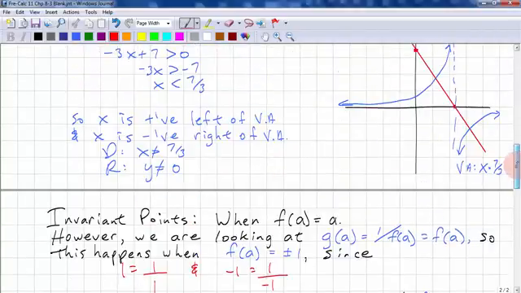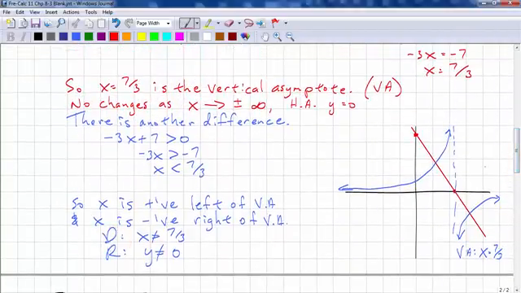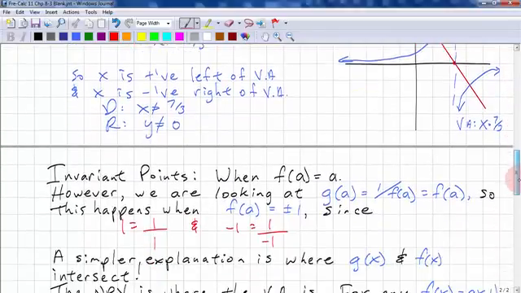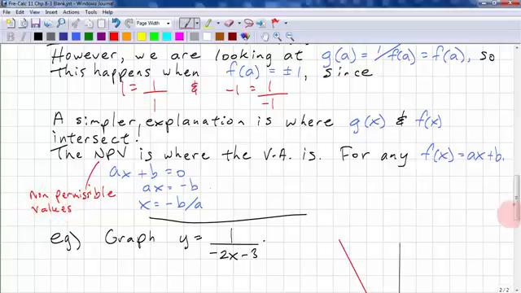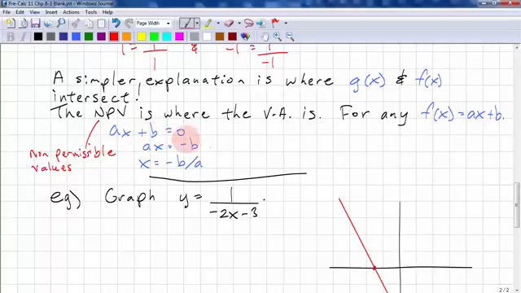And that's NPV. We talked about domains. NPV is simply your non-permissible values. Again, we're solving for zeros. For any f of x equals ax plus b, we just solve. Move the b over to the other side, divide both sides by a, and we get x equals minus b over a.